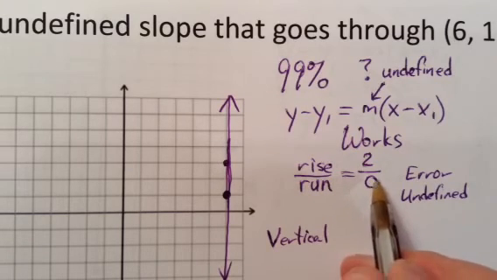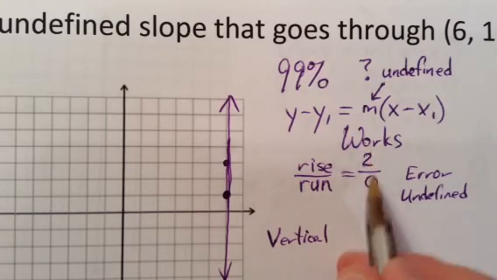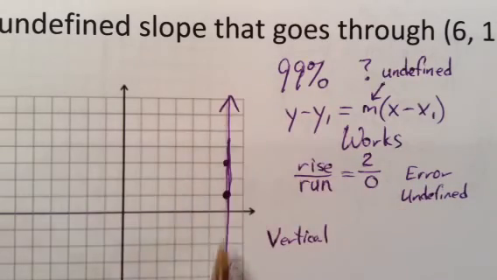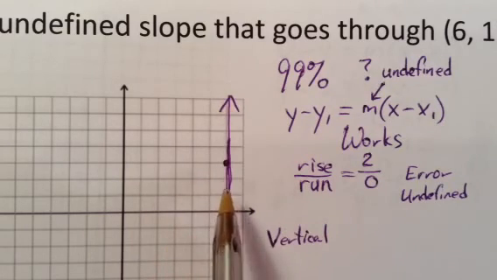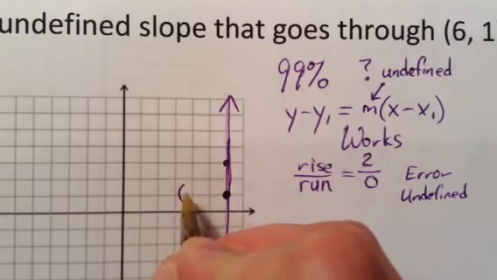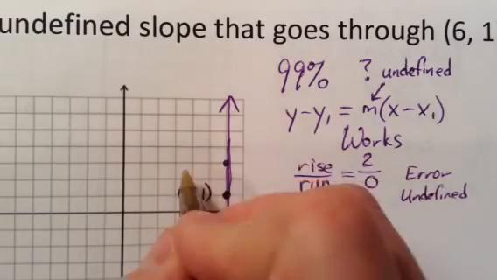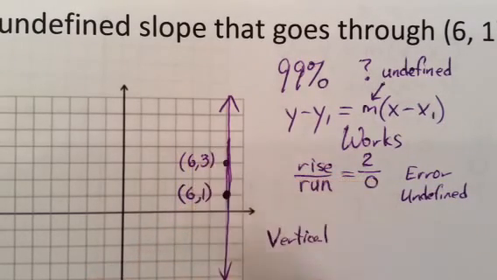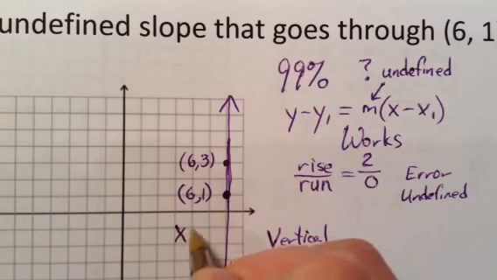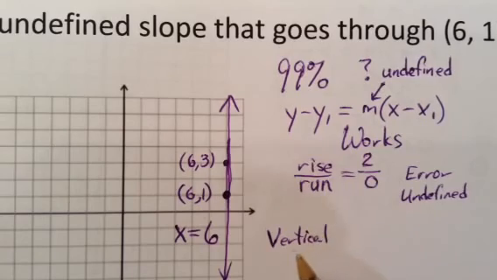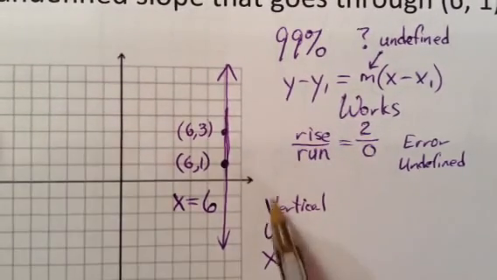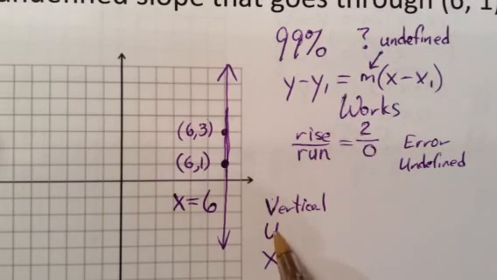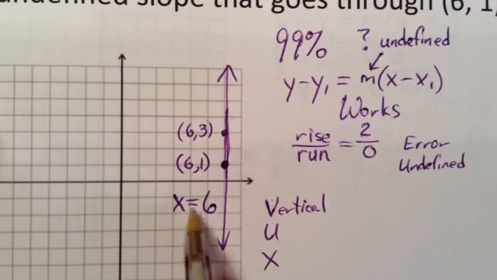Because my run is 0, which makes a fraction undefined, that means that all I can do is rise. So I can go up and down. I can stack points on top of 6, 1 and on the bottom. Notice that all of the x coordinates on this vertical line, all of them are 6. So in this case, my equation, all my x's are going to be 6. So this is a vertical line, x equals 6, and that's where the VUX comes from. Vertical lines have an undefined slope, and the equation is x equals.